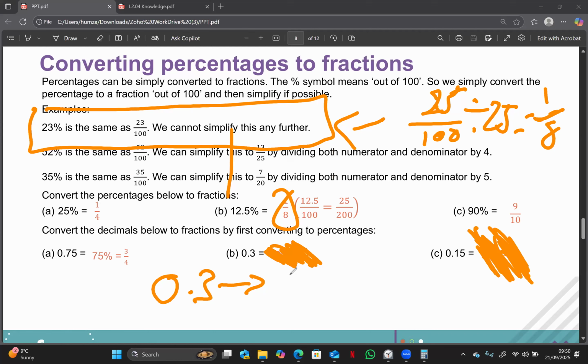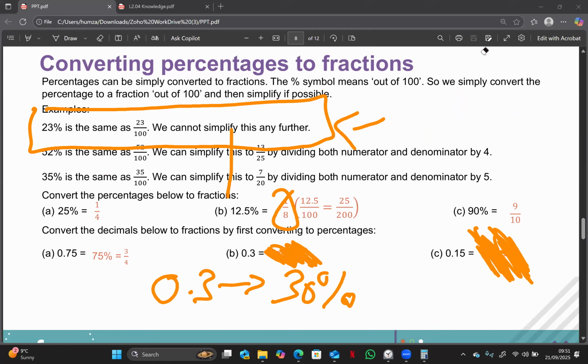Guys, you're going to do this one. I'm not going to help you with this one. What's 0.3 as a percentage? Is it 0.3 times 100? Yes. And what's the answer? 30%, exactly. Now, how do we convert that into a fraction? Convert 30% into a fraction.